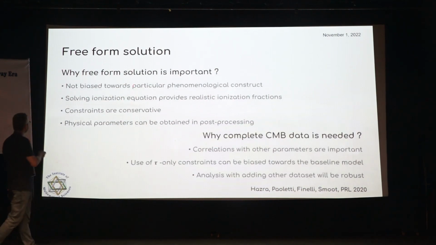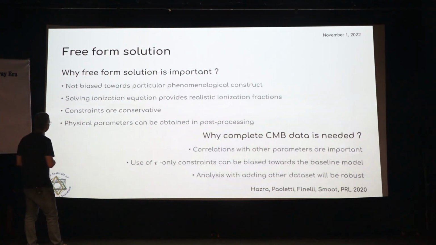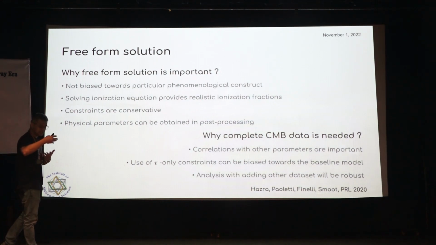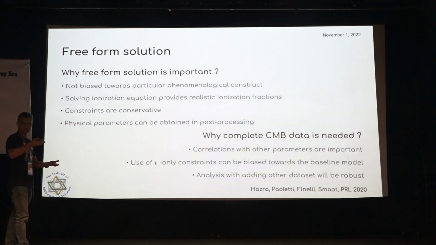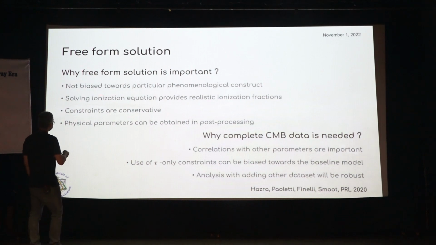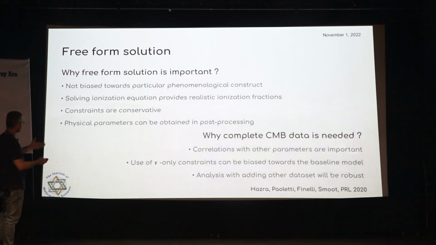Now, why the freeform solution is important is that it is not biased towards a particular phenomenological construct. Of course, there is a part that we are missing from the simulation, but we have seen that the result that we find from QHII or something like that matches with simulation pretty well. Then solving the reionization equation provides the realistic ionization fraction. As I said, constraints are conservative.